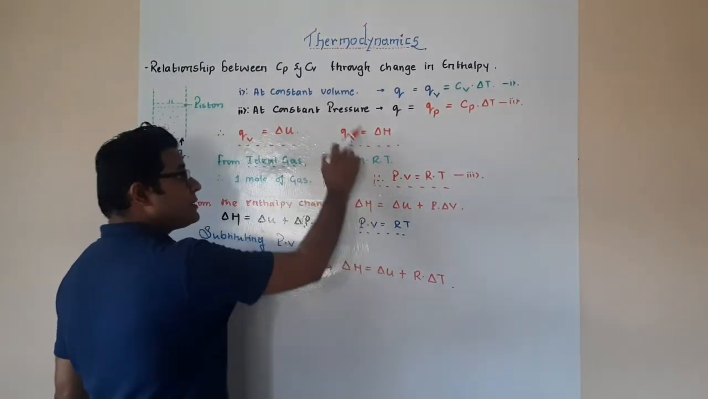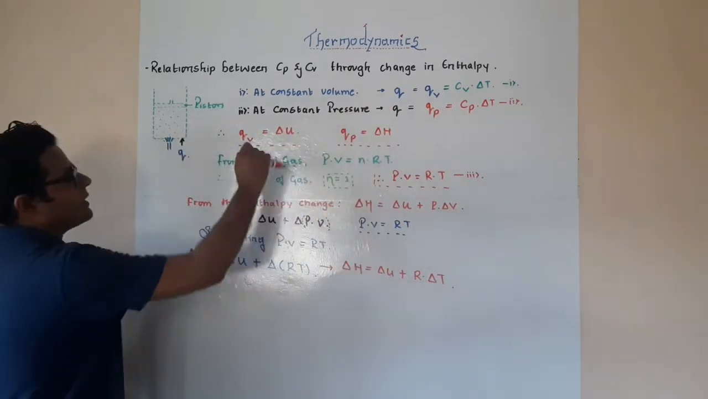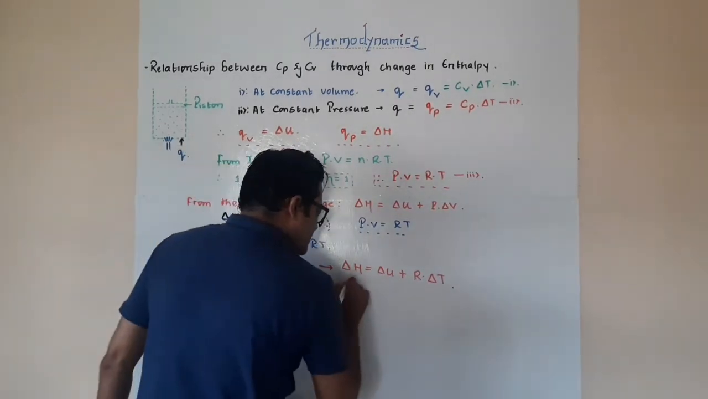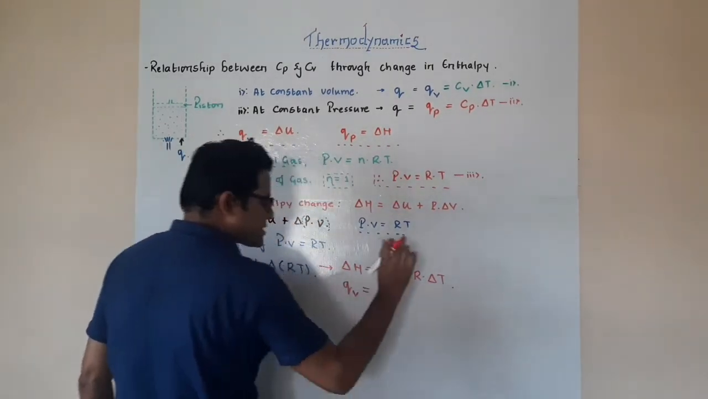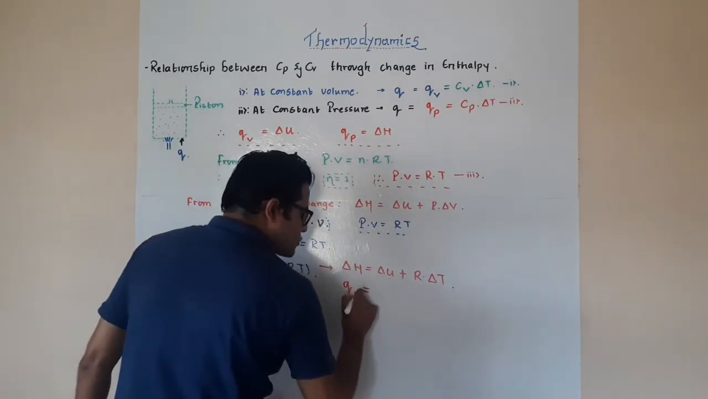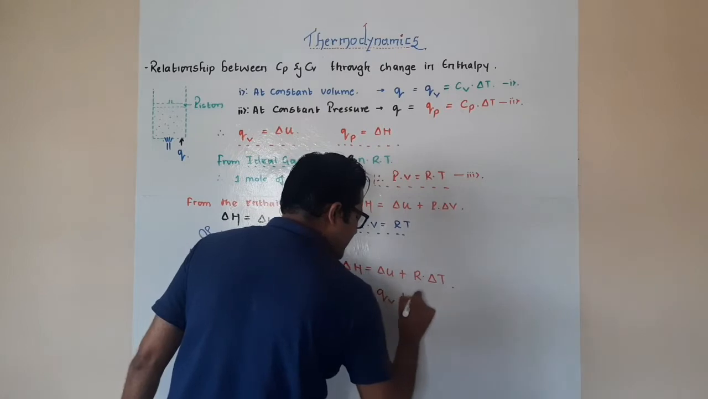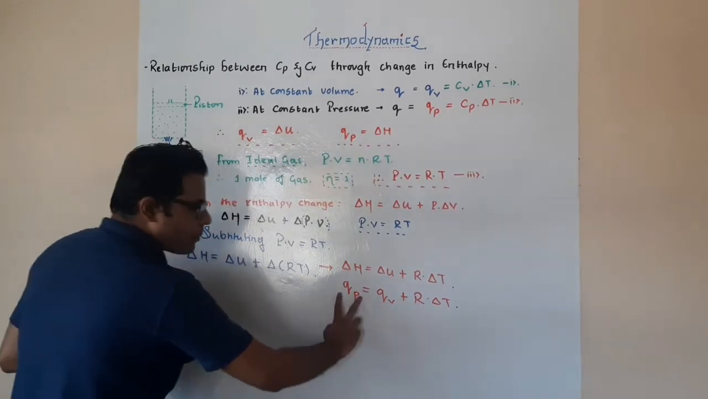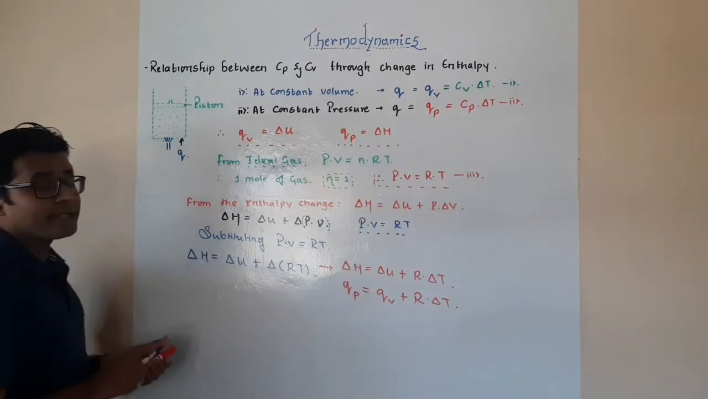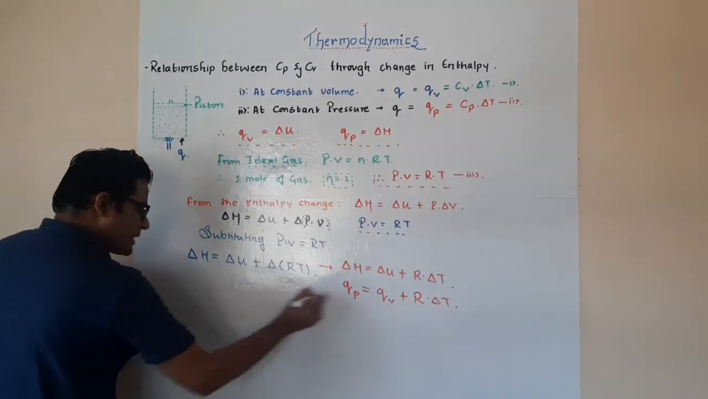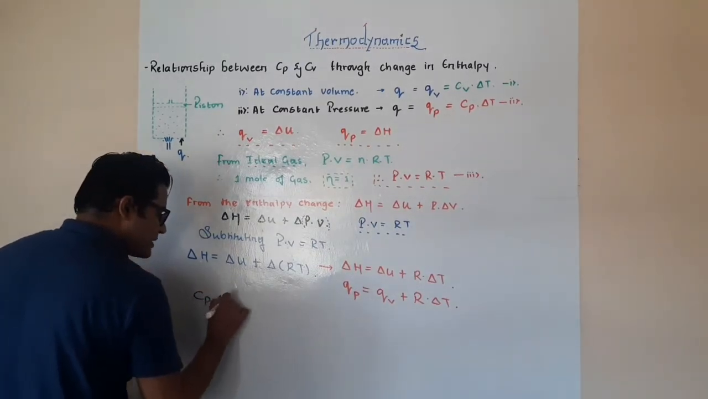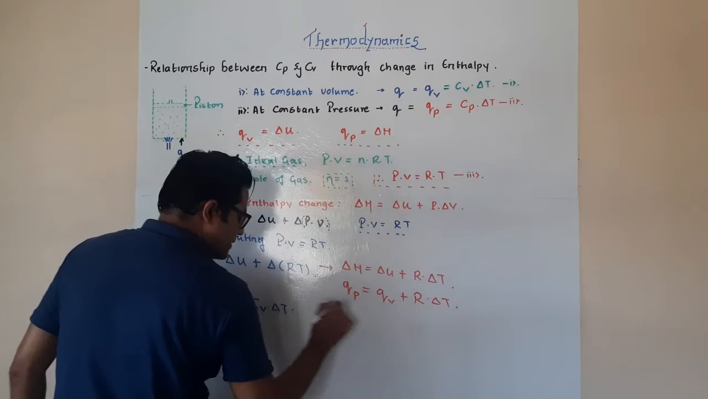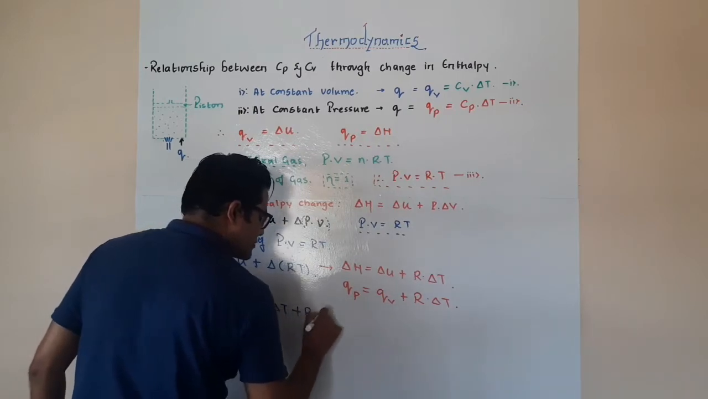Now, coming back to these two expressions that we have already. So delta U is equal to QV. Therefore, I'm extremely sorry, it should be QP is equal to QV plus R into delta T. Is this correct? But what we know about QP? QP is nothing more than CP into delta T. So we'll take this expression over here. CP into delta T is equal to CV into delta T plus R into delta T.